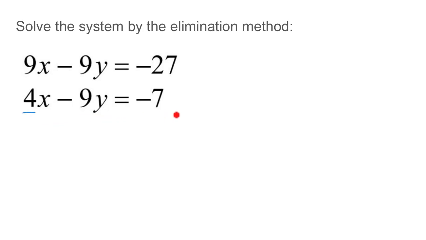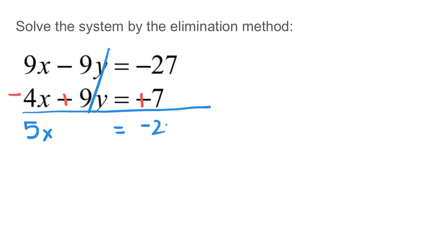So in this system of equations, I don't have opposites. I have a 9y and a 9y, but they're both negative. So I want to go through and either think of subtracting, or what I like to think of is multiplying through by a negative. So I just switch all of my signs, and now I have opposites. So 9x minus 4y is 5x. Our y's cancel out, and I'm left with negative 20 right here. Then I can divide both sides by 5, leaving us with x equals negative 4.